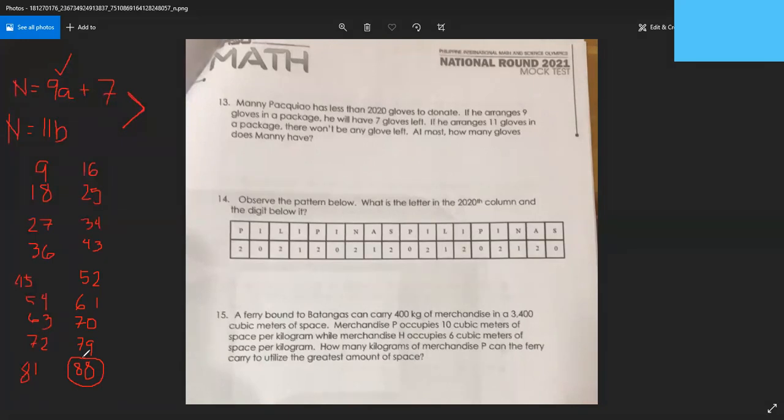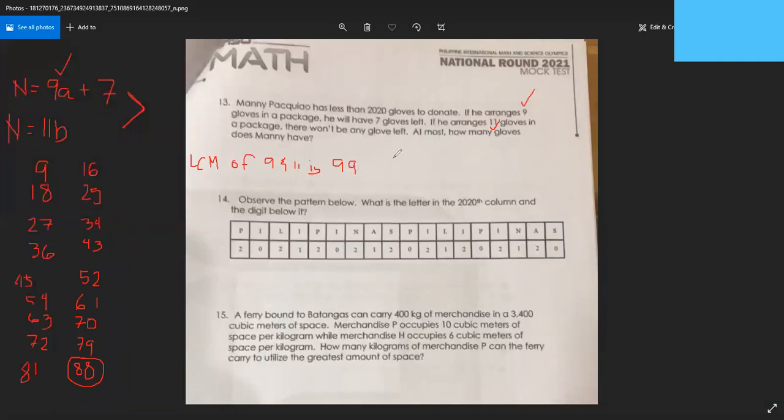Next is to identify the LCM of 9 and 11. What is the LCM of 9 and 11? That would be 99. The LCM of 9 and 11 is 99. Now we now have the two numbers. We can now identify the answer for this one.